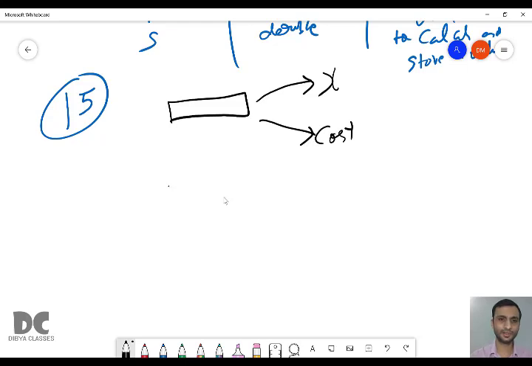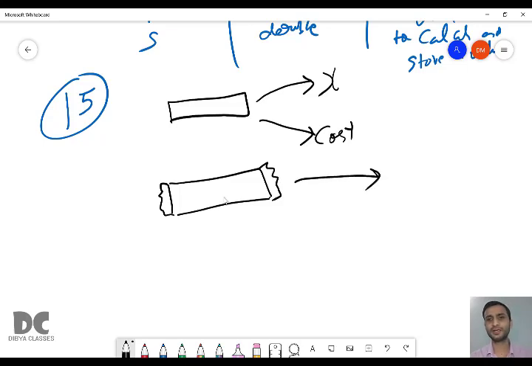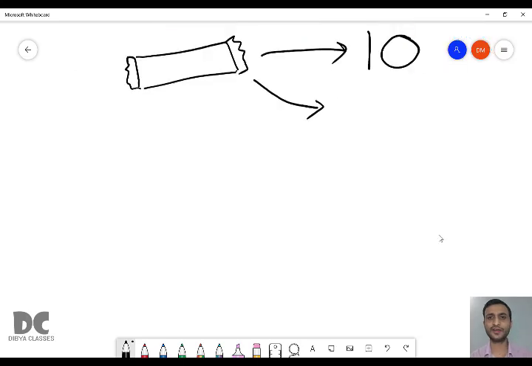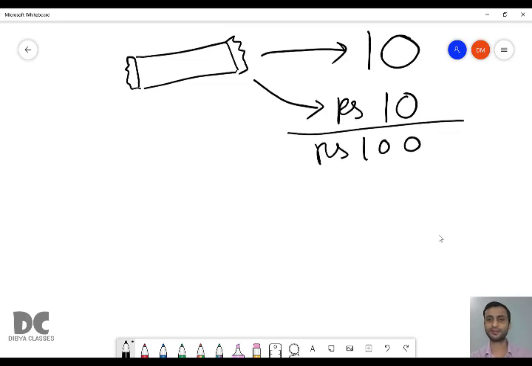For example, you went to a shop and you bought 5-star. How many 5 stars? You bought 10 5 stars for your friends. It is your birthday and you want to give 5 stars to your friends. So you bought 10 5 stars and each 5 star is assume rupees 10. So total you bought for rupees 100. 10 rupees 5 star and you bought total 10. So 10 into 10, 100.